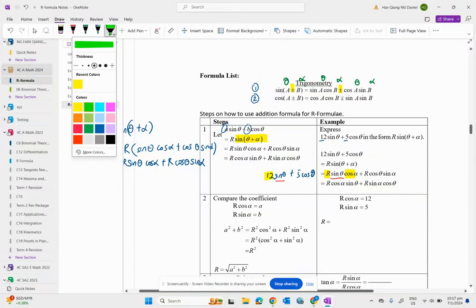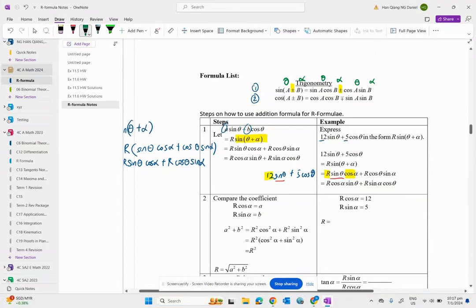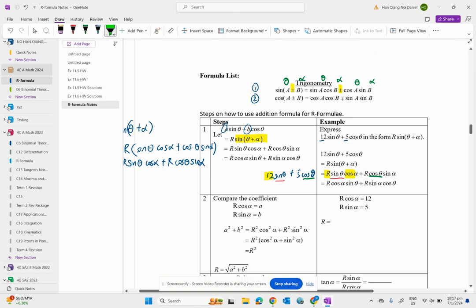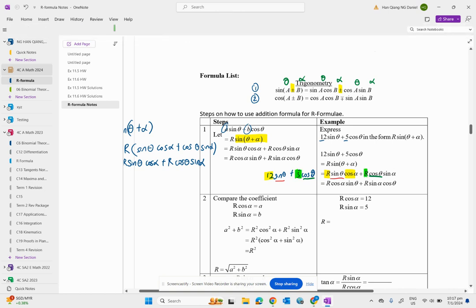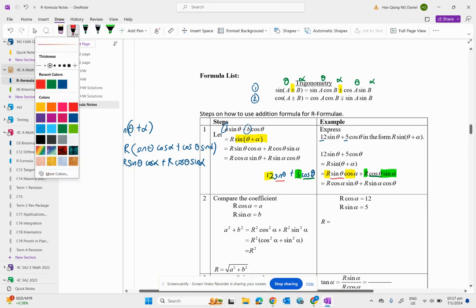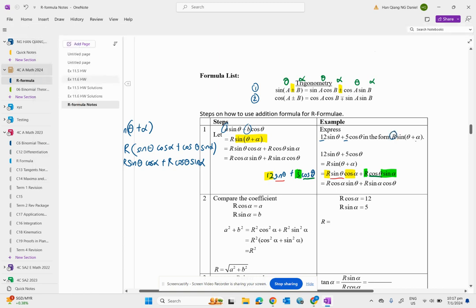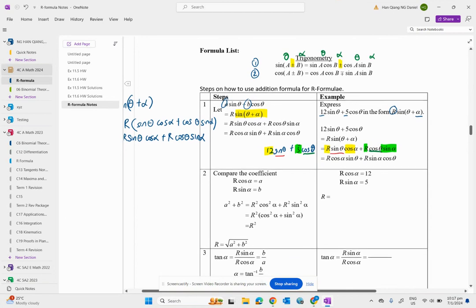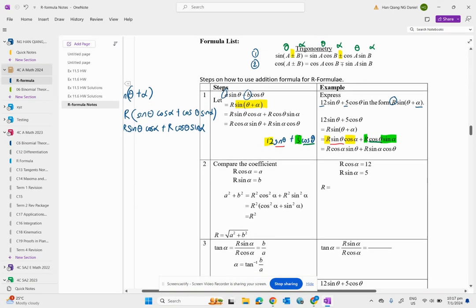Okay, we may use another color. What will be the next one? I underline cos theta. What will 5 be equal to? Realize that 5 is equal to r sine alpha. So our next two steps will be we have to find the r, and then we have to find the alpha, so we can fulfill what we have to answer in the question.